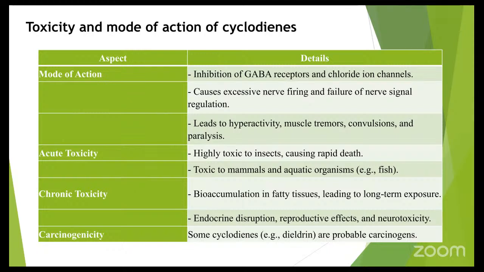Coming to the toxicity and mode of action of cyclodienes, especially in mammals, the most prominent symptoms of poisoning are convulsions. These symptoms can appear even before any other signs of toxicity are apparent. Convulsions may be accompanied by confusion, excitability, incoordination, and in some cases, coma as well.